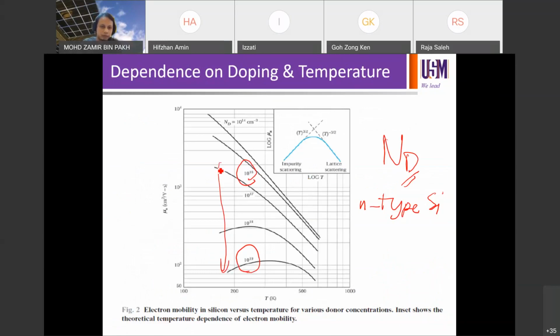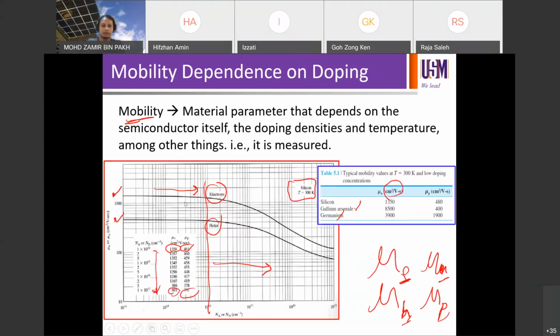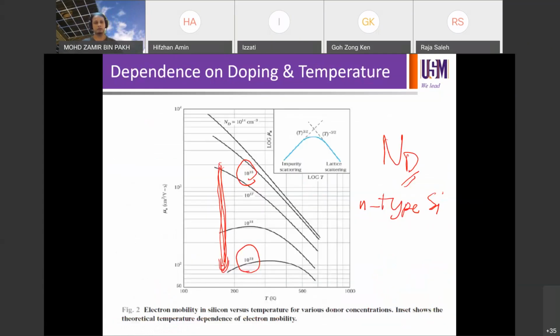Right? Can you see that? This arrow here is the same as this arrow here, right? It's just plotted differently, but it's telling you the same thing, right? So increased doping level results in lower mobility. So same, increased doping level to the bottom part of the graph leads to reduced mobility.